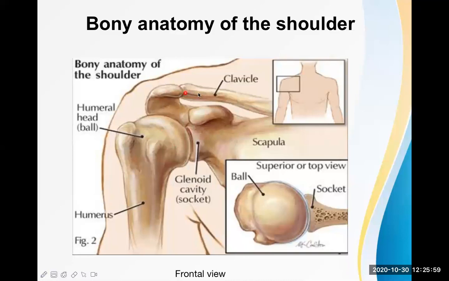Here is a clavicle. So which is this process which I am showing you right now? What is this? Acromion. Exactly. This is the acromion process, because it is attached with the lateral end of the clavicle. And this is called the coracoid process. See here, this is free. It is not attached with any bone. So, coracoid process.